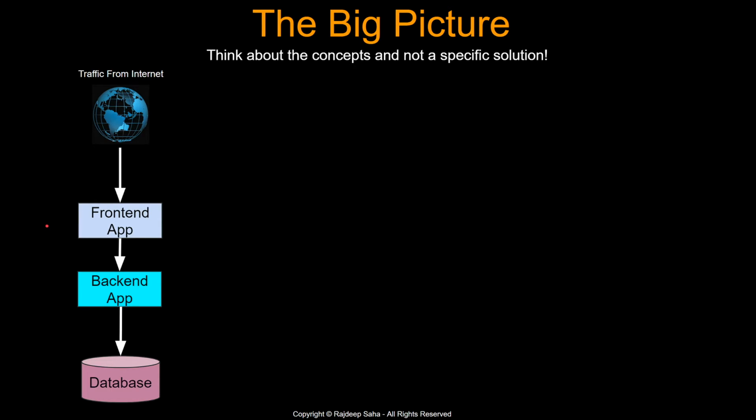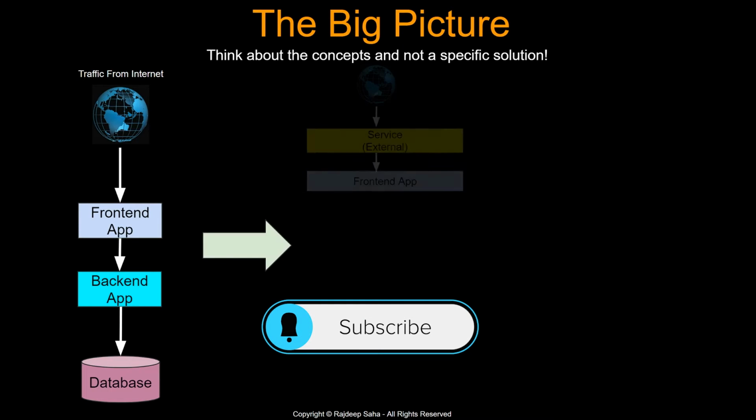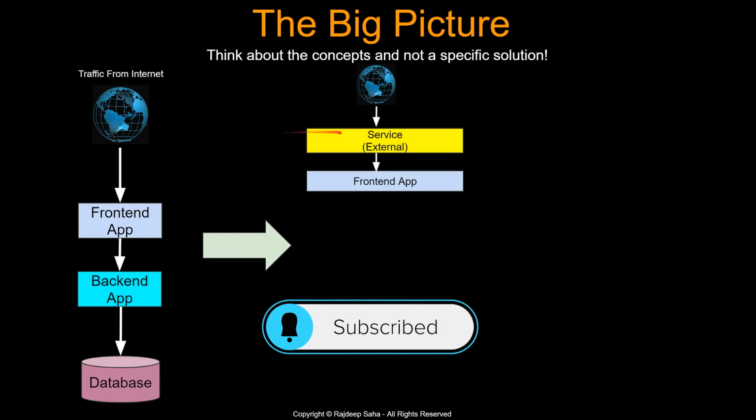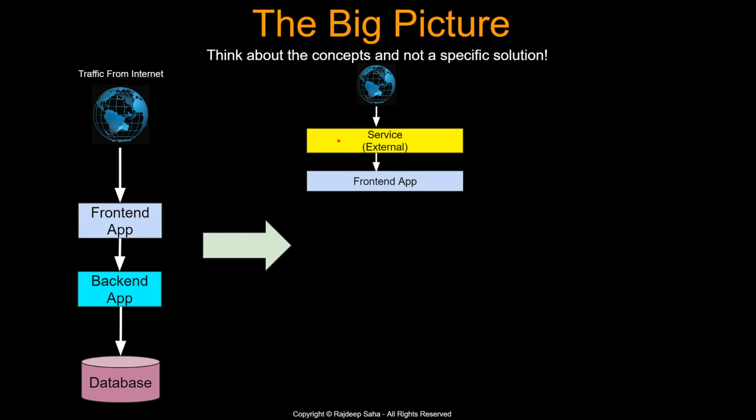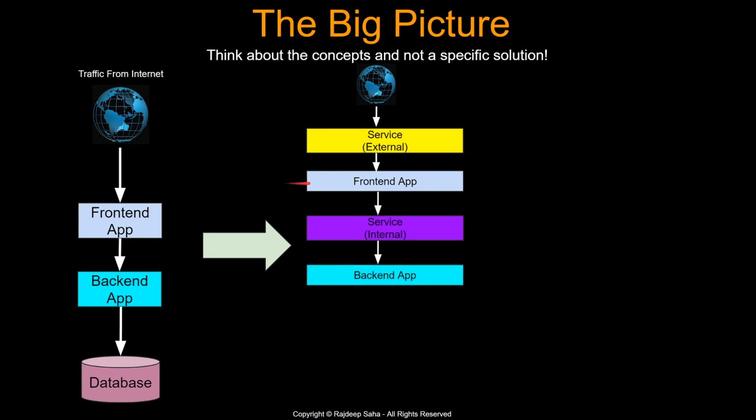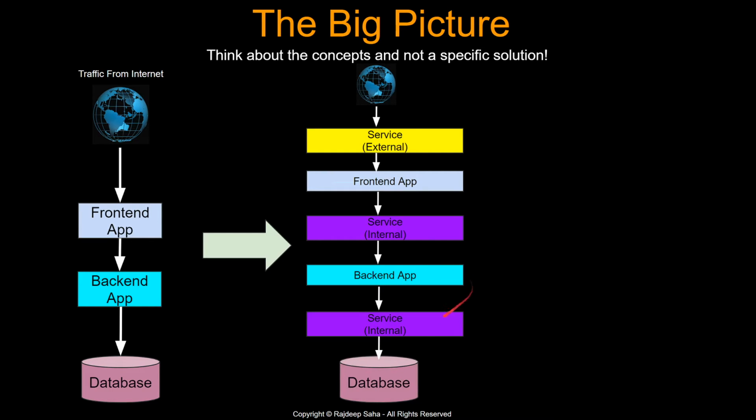So how does this translate to Kubernetes constructs? Basically, you have to have a service. We learned about services: we do not expose our pods directly to the internet. You need a service, and this service needs to be external. Then the front-end app can talk to the back-end app using another service. In this case, the service is internal because the traffic is internal. And then the back-end app talks to the database using another service.